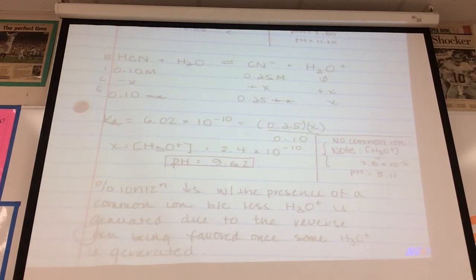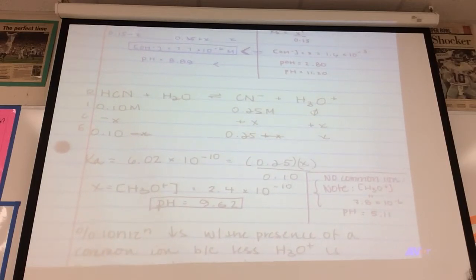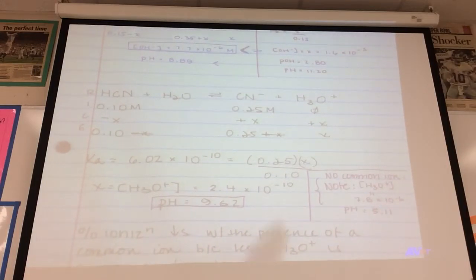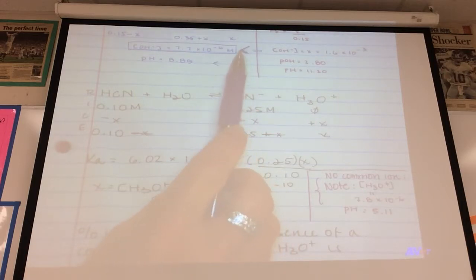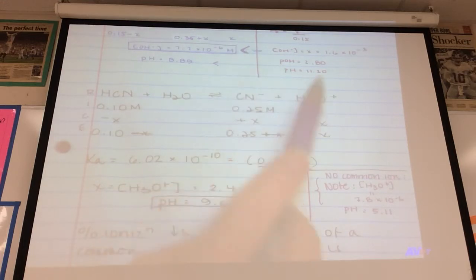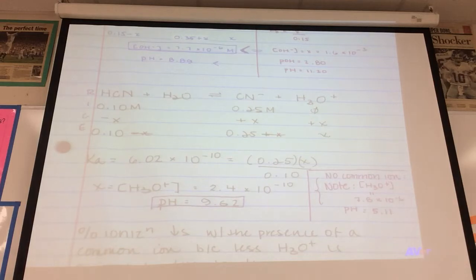So on the previous one, that one was a little bit tricky. Again, the hydroxide ion concentration decreased when you added more, but it still remained basic. Is that because the original pH was so basic? You got it.